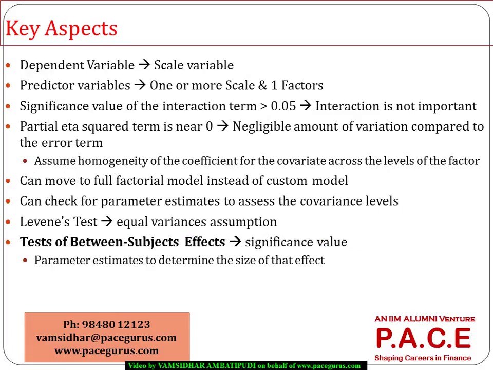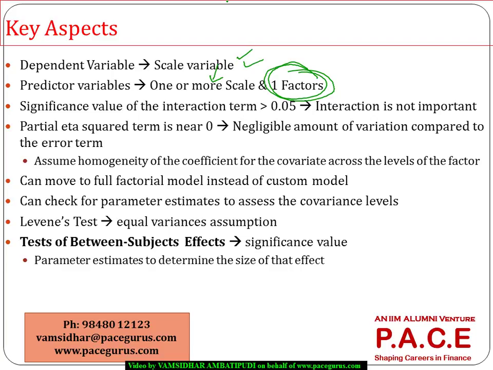So just proceeding with the mechanism, I require the dependent variable as a scale variable, whereas for the predictor variables, at least one factor to start with, because I will be looking at the uniformity of this particular scale variable across the various values of this factor, but my control variables could be one or more scale variables.